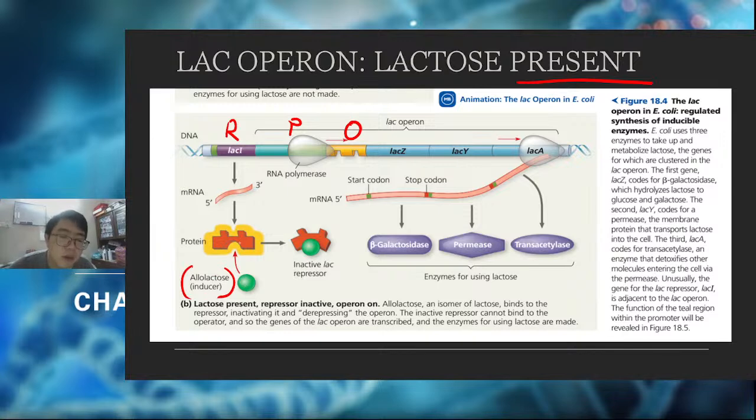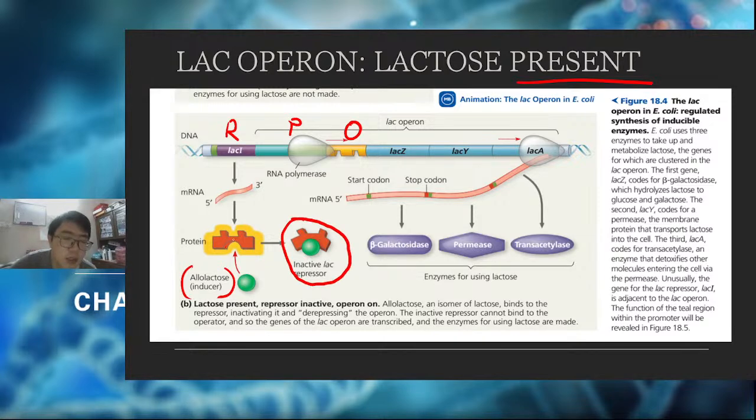Allolactose will bind toward the repressor protein, because there is another binding site for the allolactose. Yeah, you have to mention allolactose. Tak boleh hanya cakap lactose because it is another modification of the lactose. So actually it is allolactose. It will bind to the repressor protein, because repressor protein got another binding site for allolactose. So after it binds to the repressor protein, it will inactivate the repressor protein. It will change the shape. The shape of the repressor protein will change.